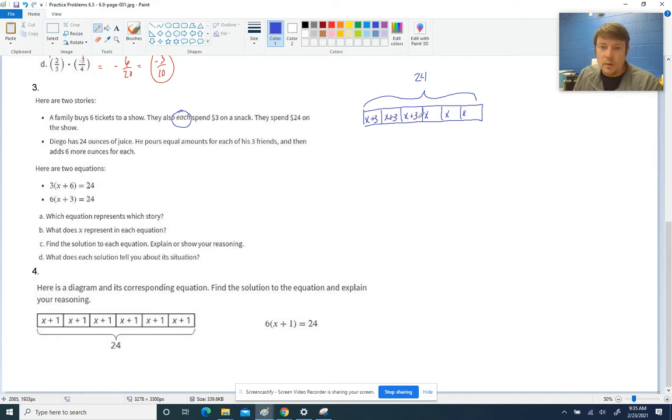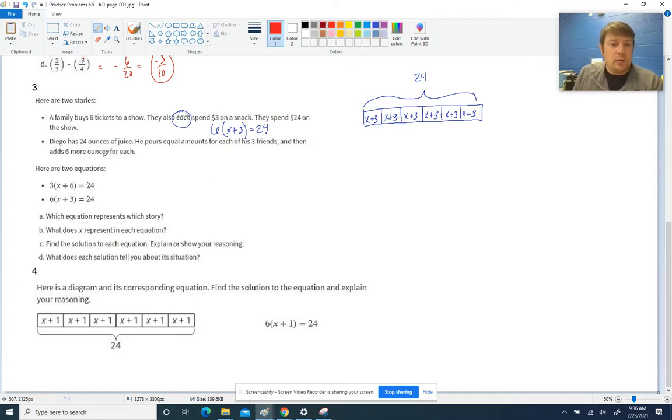would be what this would look like for every person, the price of the ticket plus the price of the snack. And that matches 6 groups of X plus 3 matches this one. So this story goes with 6 times the quantity X plus 3 equals 24. Which means Diego's problem must go with the other one. Let's see if it does.